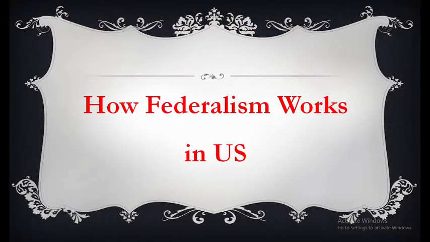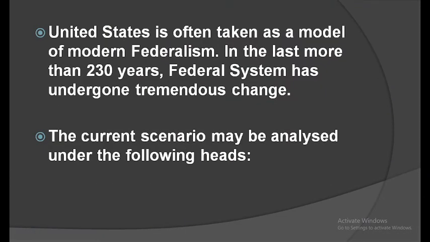Now let us look at how federalism works in USA. Federalism actually is a system of government in which sovereignty is constitutionally divided between the center and the state, or in the case of United States, the federal government and the 50 states. It is based upon the democratic rules and institutions in which powers are shared between the two.